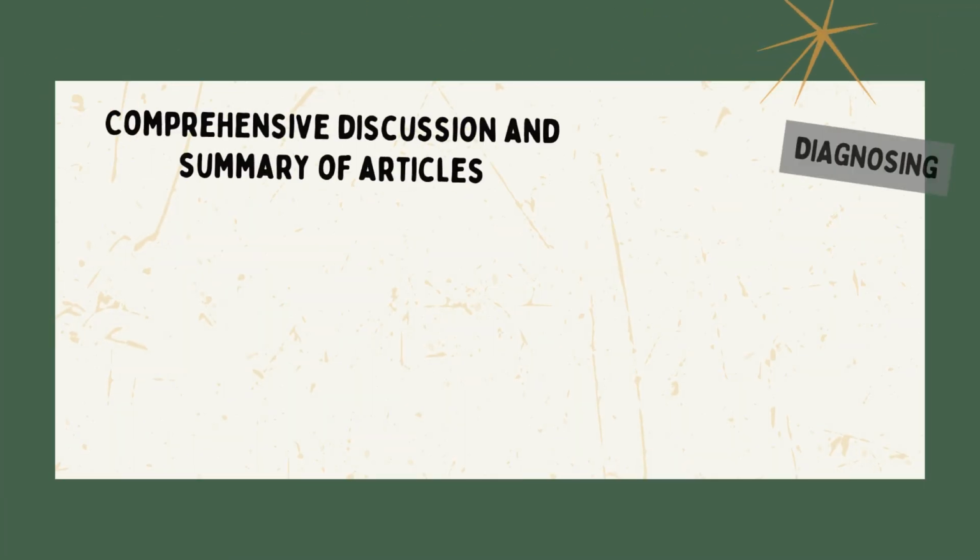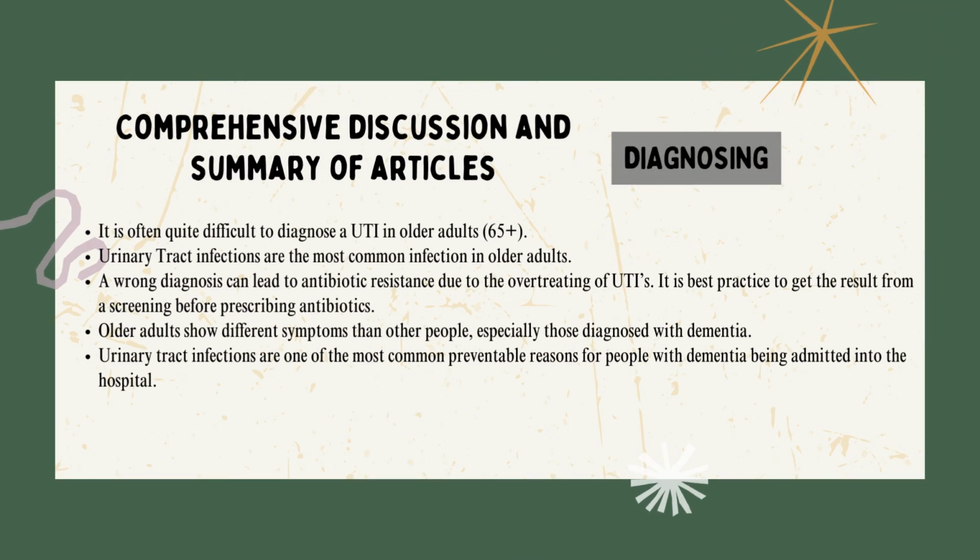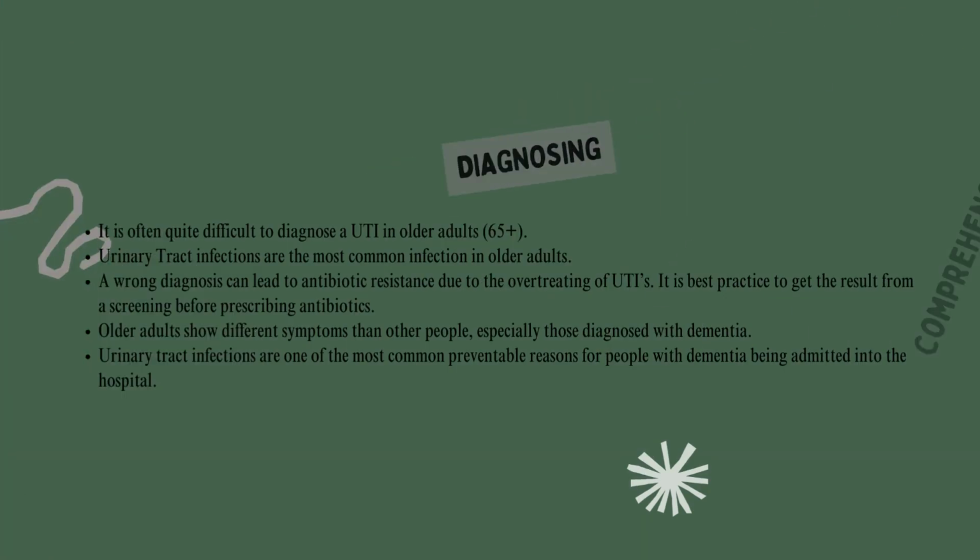To start the comprehensive discussion and summary of our articles, we're just going to start with diagnosing. It is often quite difficult to diagnose a UTI in older adults. Urinary tract infections are the most common infection in older adults. A wrong diagnosis can lead to antibiotic resistance due to the overtreating of UTIs. It is best practice to get the result from a screening before prescribing antibiotics. Older adults show different symptoms than other people, especially those diagnosed with dementia, and urinary tract infections are one of the most common preventable reasons for people with dementia being admitted into the hospital.